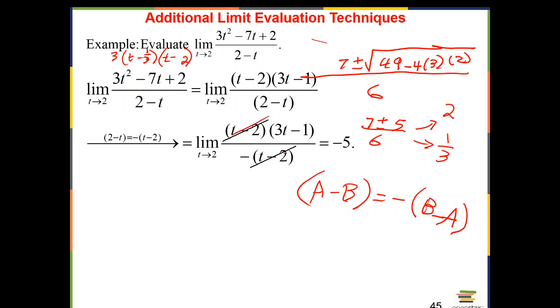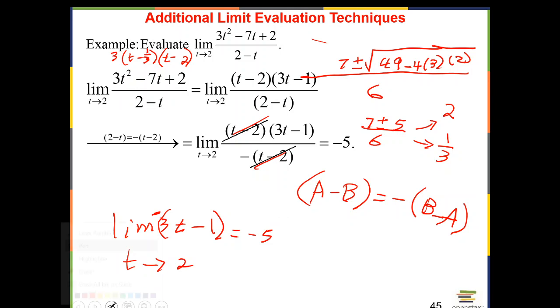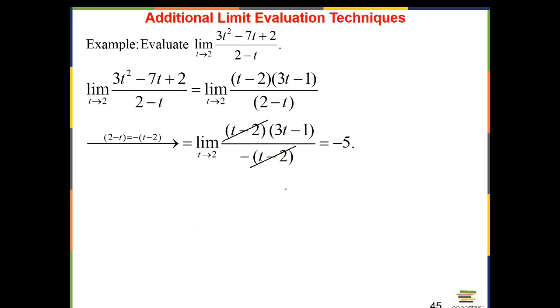Now we can cancel these. So what do we end up with? We end up with the limit of 3t minus 1, but there is a negative here because the negative is left over in the denominator. And when t approaches 2, what do we get? Well, we get negative 5, right, if you substitute. That's the way we deal with this situation.